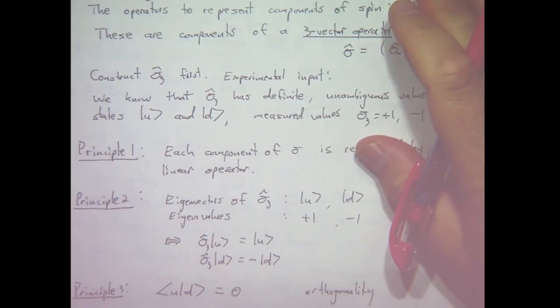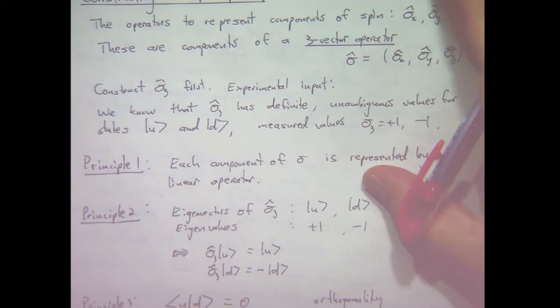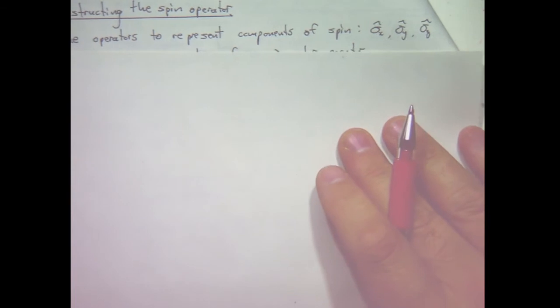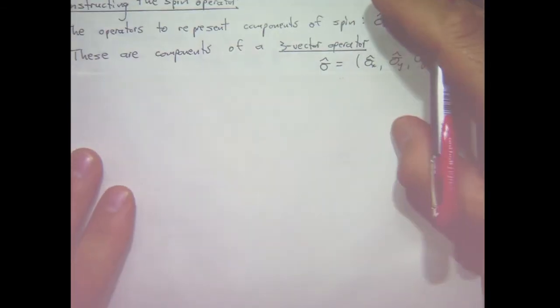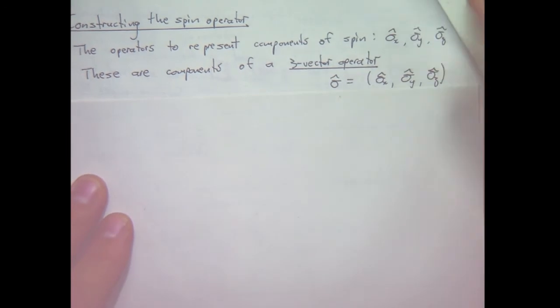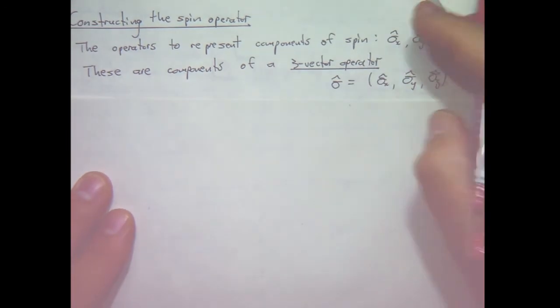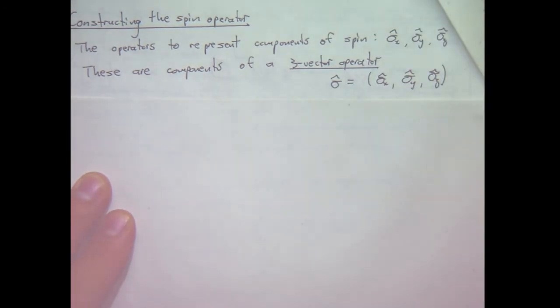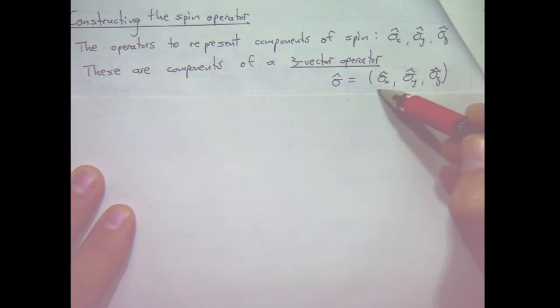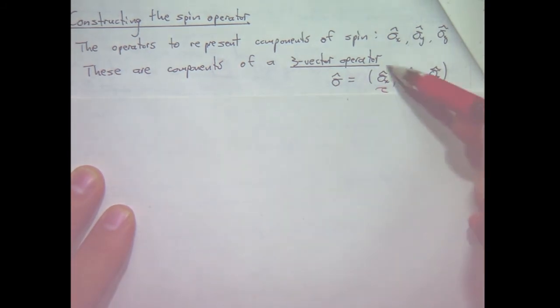So let's construct the spin operator. The operators to represent components of spin, sigma x, sigma y, sigma z, are components of what's called a three-vector operator. Now, this is a new type of object that you've never seen before. It's like a three-component vector: something here, something here, something here. However, each component is itself an operator.